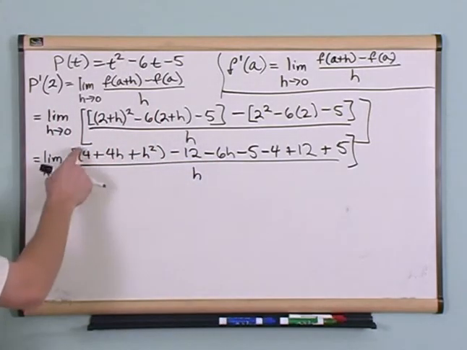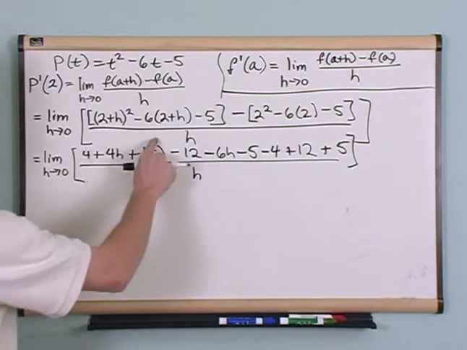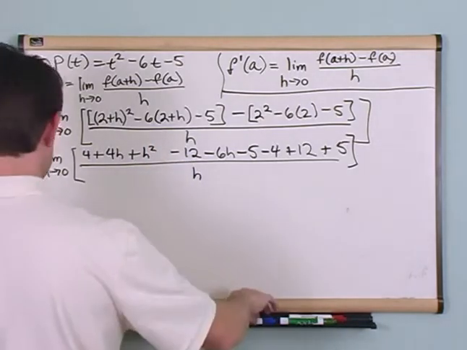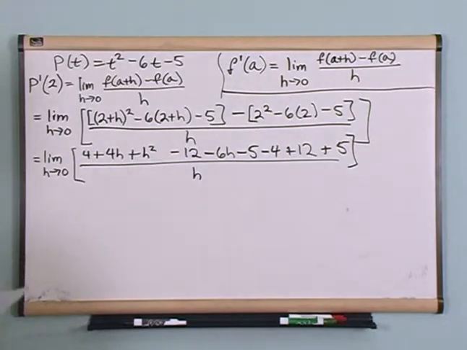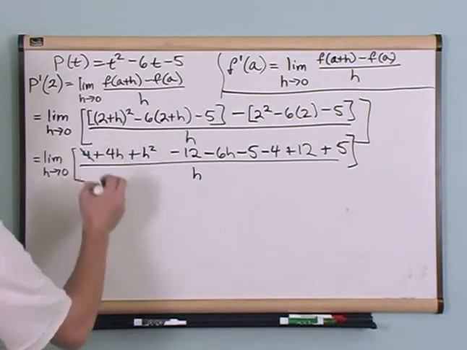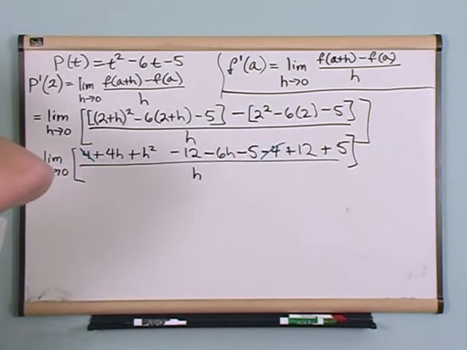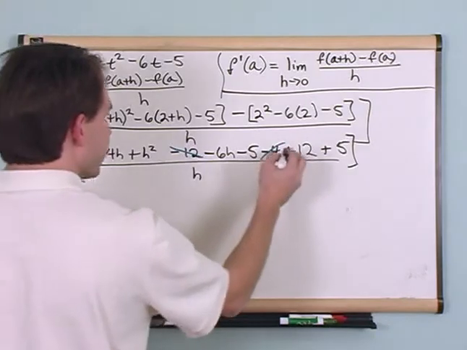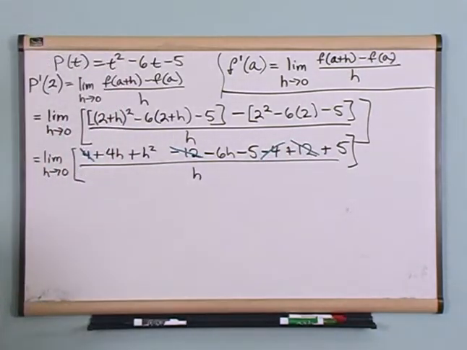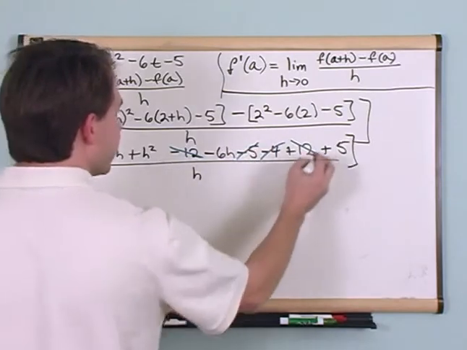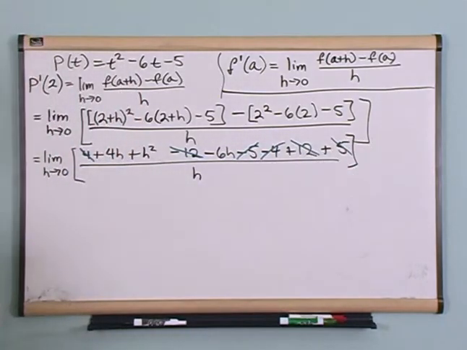Now I had these parentheses here, but I can remove them now because I'm just adding a bunch of terms together. And I can see right away that this 4 is going to cancel out with this negative 4. They're going to subtract out and give me 0. And this 12 is going to subtract out with this 12. And this 5 is going to cancel out with that 5. Okay? And so those all go away.